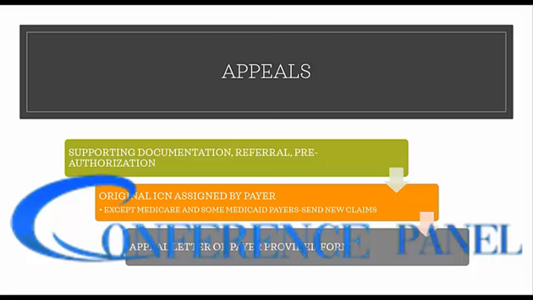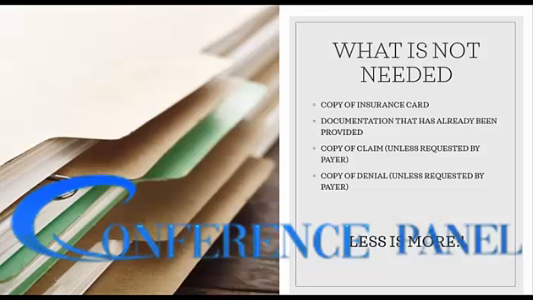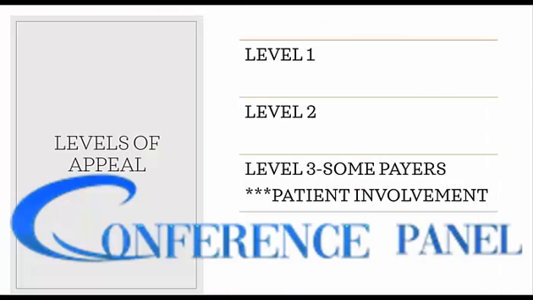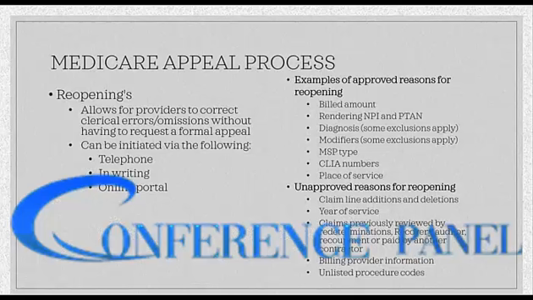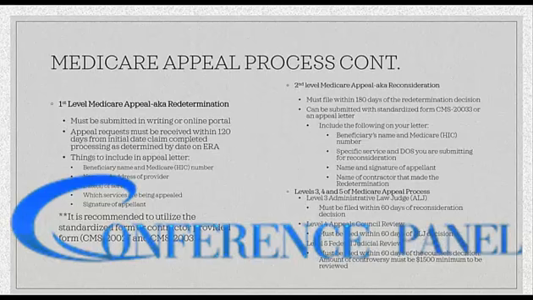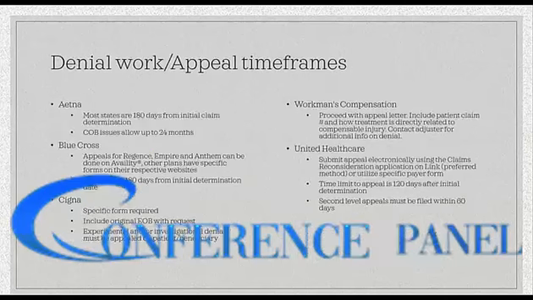With your appeals, if we've got something that we need to appeal, something we do not need to send is a copy of the insurance card. Our levels of appeal: now we're at the part of our program where we're going to talk about the patient financial agreement and good faith estimate. Medicare appeals process: I'm not going to go into this in an enormous amount of detail, but there are levels of appeal with Medicare: first level, second level, third, fourth, and fifth. On this slide, I wanted to give just a little information about the appeal time frames and when you need to work these denials.